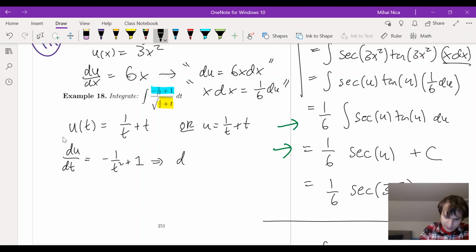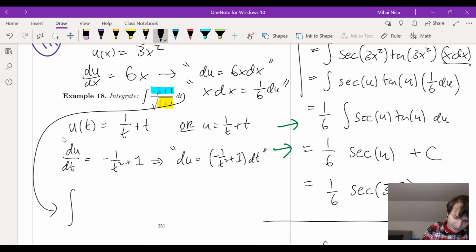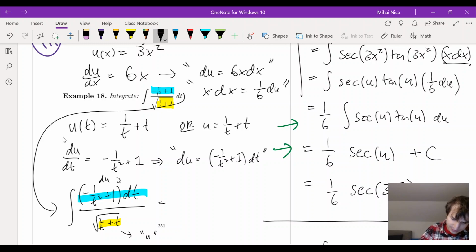So therefore, du is minus 1 over t squared plus 1 dt, in quotes, for the purposes of substitution. So our integral becomes the integral of minus 1 over t squared plus 1 dt divided by the square root of 1 over t plus t. This bottom bit becomes a u, and this top bit becomes a du. So this is the integral of du divided by square root of u, the integral of u to the minus a half du, which is u to the 1/2 divided by a half, plus c.